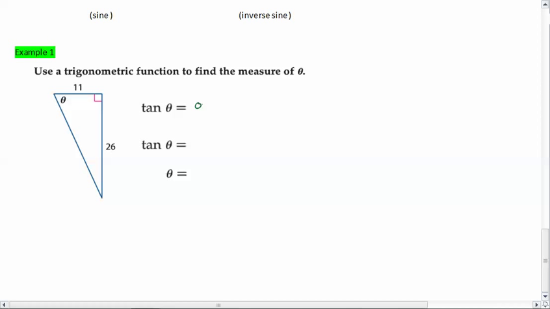So let's start there. We have tangent of theta is going to equal opposite over adjacent. We know that opposite over adjacent, tangent theta, is equal to 26 over 11. So in order to now find theta, we need to take the inverse tangent of that 26 over 11. That is going to give us this theta. We're looking for degrees. And the answer we get when we plug that in our calculator is 67 degrees.